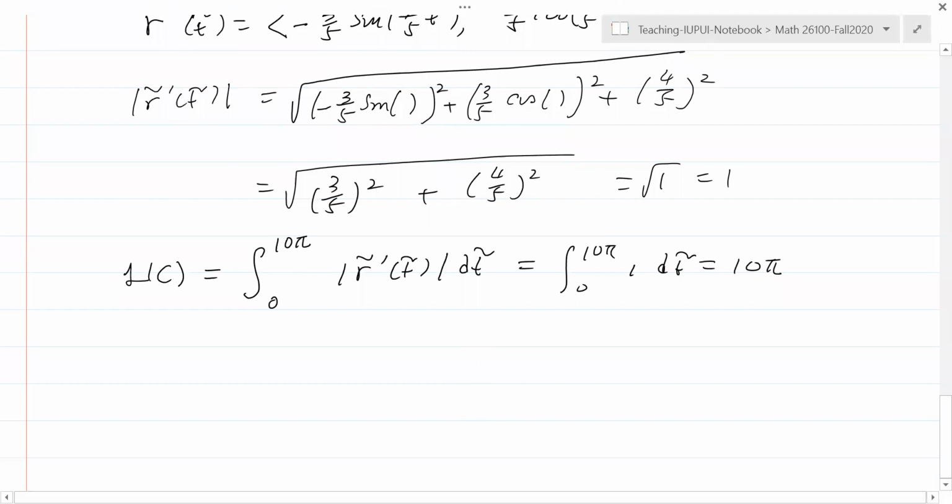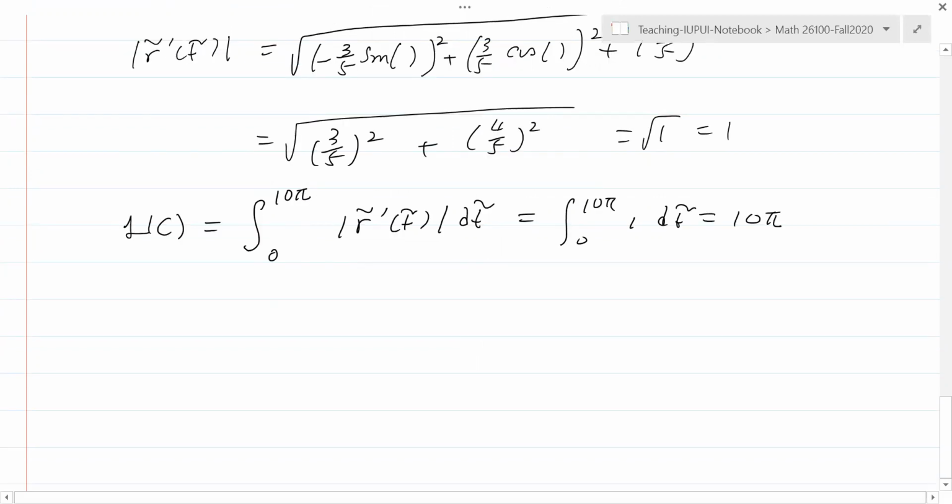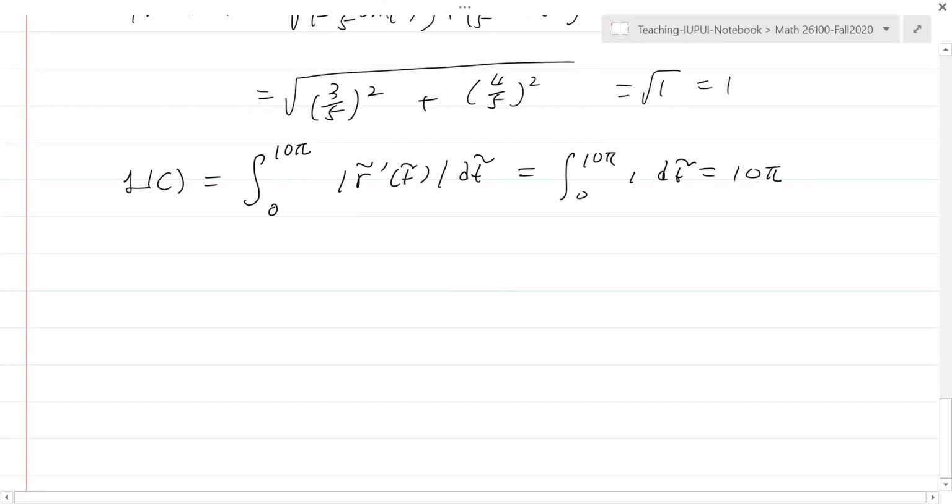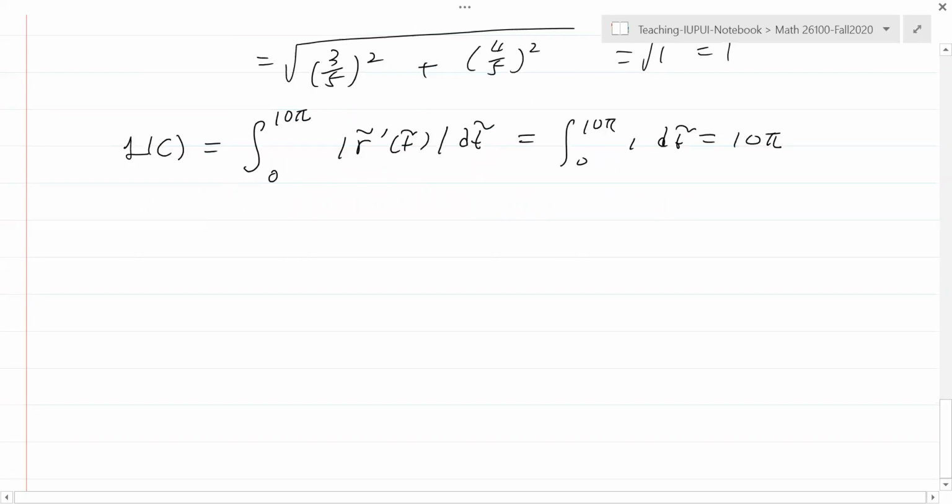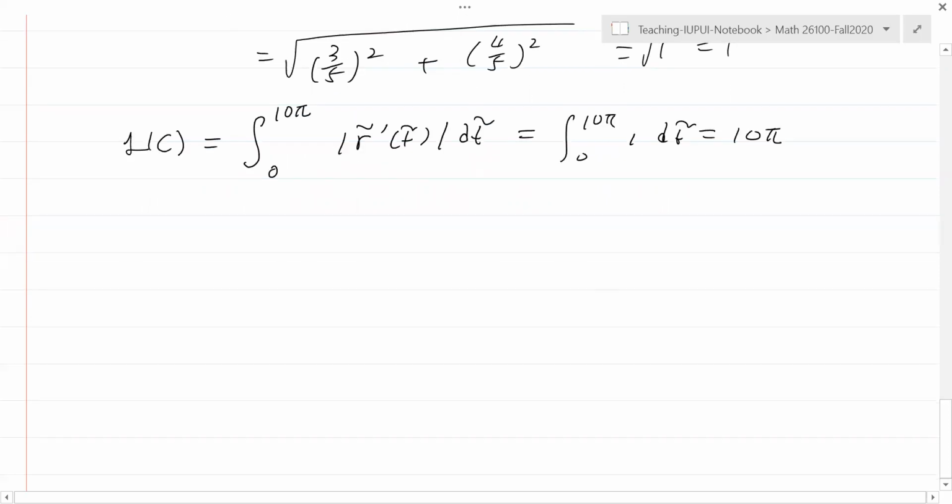Then you say, so good. Maybe we can always find such a parametrization for the curve? Theoretically it's possible, and let's try. I did that for this curve, but how about for a general curve?